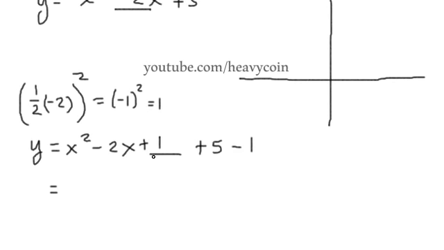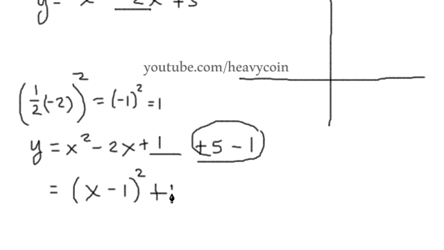Alright, well, now that we've done that, this piece here, I'm going to start a parentheses, and we're going to take half of this number again, which makes that just a -1. Close parentheses, put the square here. This piece right here now is what we're looking at. The plus 5 minus 1 is a positive 4. Guess what? We just completed the square.